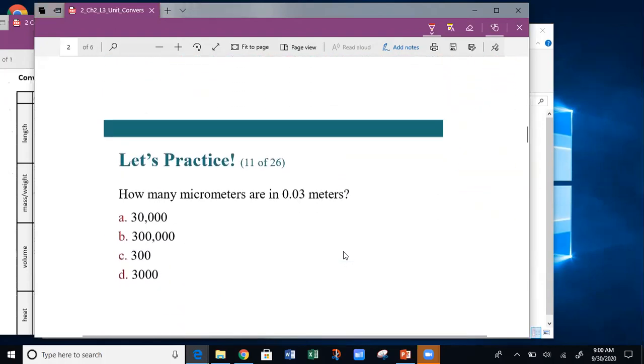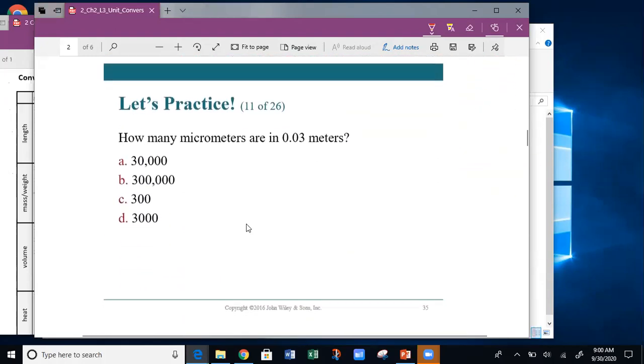So let's look at this one together. How many micrometers are in 0.03 meters? So writing down what's given, 0.03. My mouth keeps saying the wrong words today.